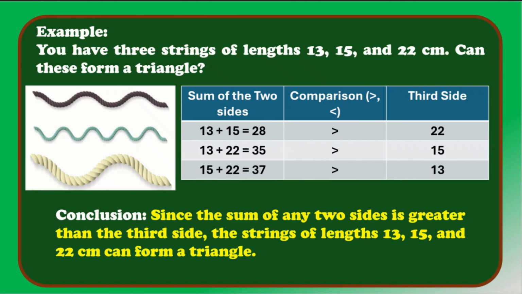Now, if you're going to ask me, sir, what if I obtained, in any of those combinations, a sum of lengths that is less than or equal to the third side? Right there, we could not say that we can form a triangle because it does not correspond to the statement of the triangle inequality theorem that all the combinations of the sums of the lengths of any two strings must always be greater than the third side. Okay, as simple as that.